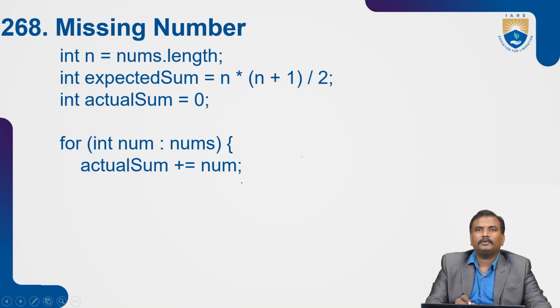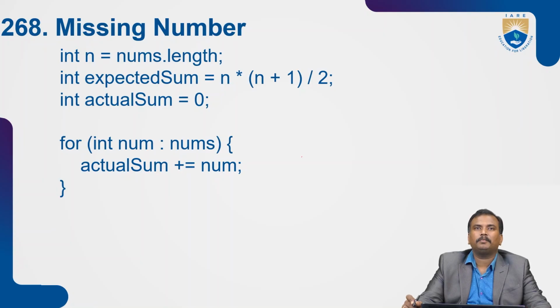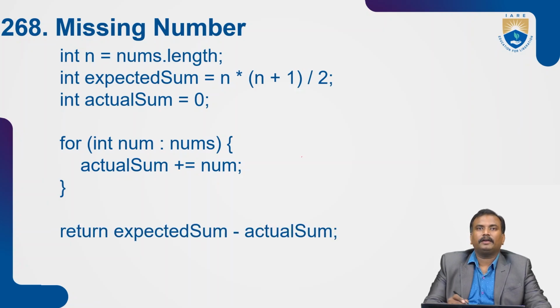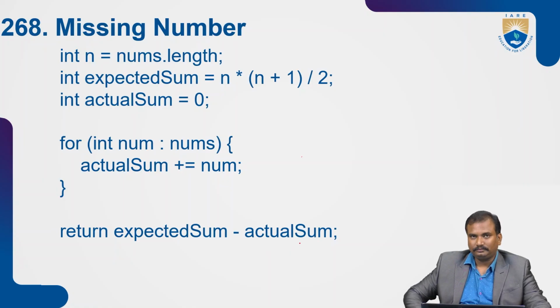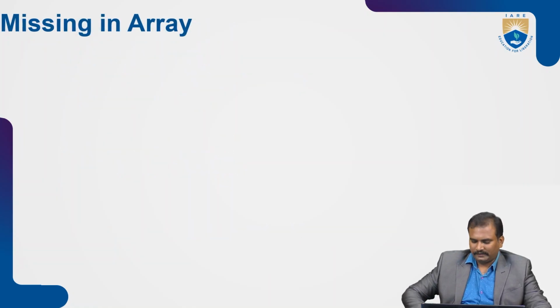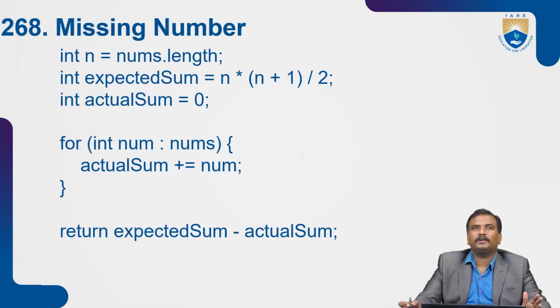And what do we need to do next? We need to close our for loop and calculate the missing number. What is the missing number after calculation of expected sum and actual sum? It is the difference between expected sum and actual sum. So here we are going to return expected sum minus actual sum. And this is the question in LeetCode, question number 268.